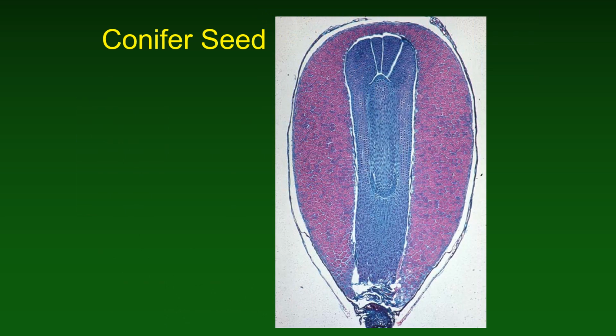Here's a section through a seed. In the middle, we have our sporophyte embryo. It's a little tiny plant. And it really is a little tiny plant because there is a root apical meristem down here, and there is a shoot apical meristem up here. So this is a little baby plant all ready to start growing.